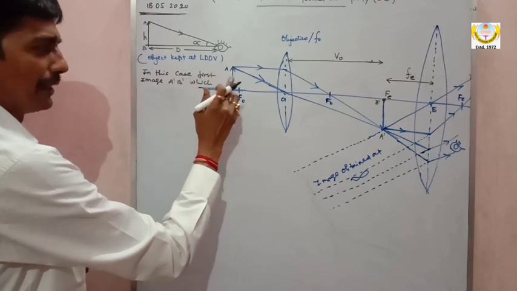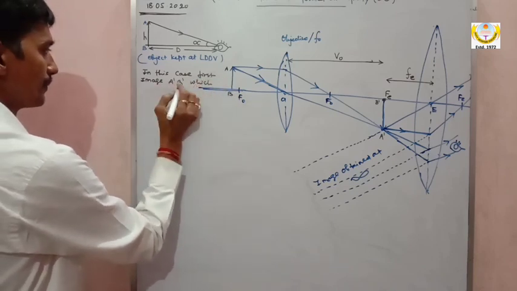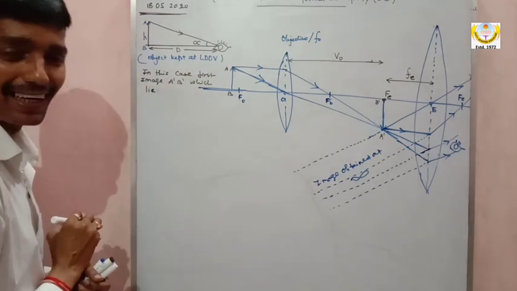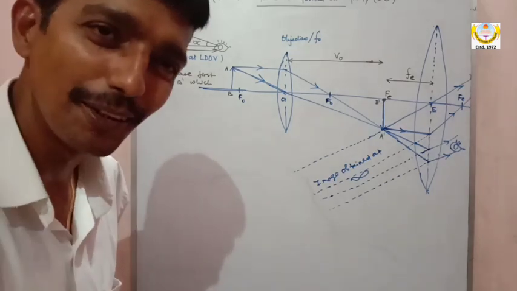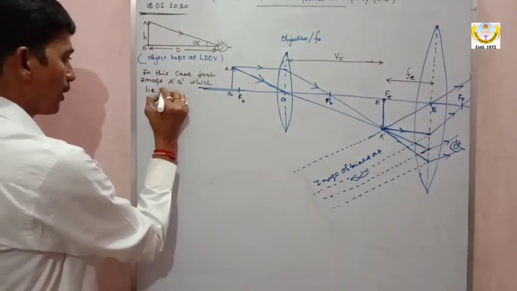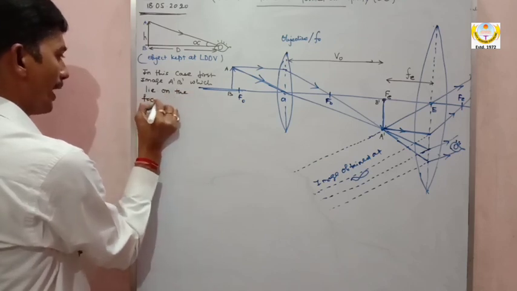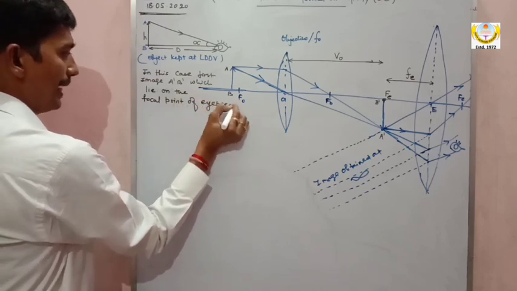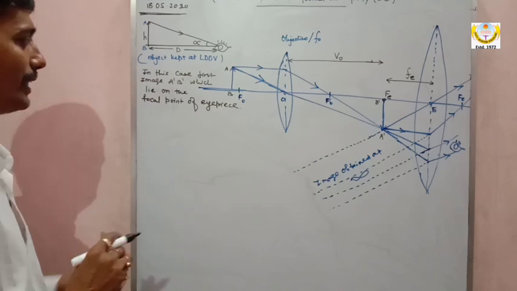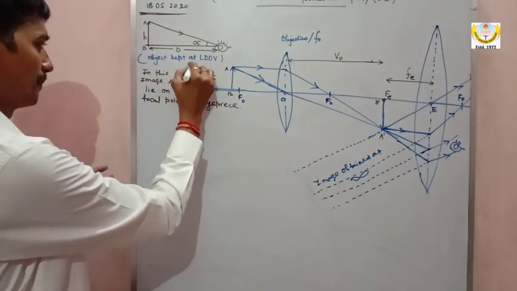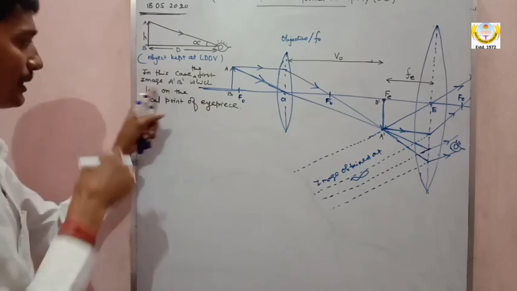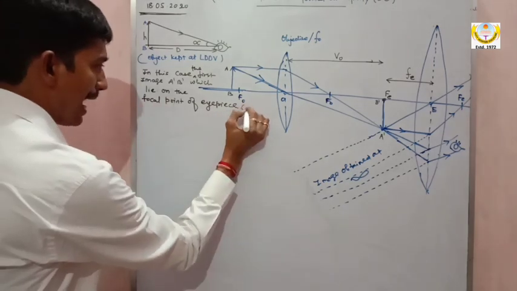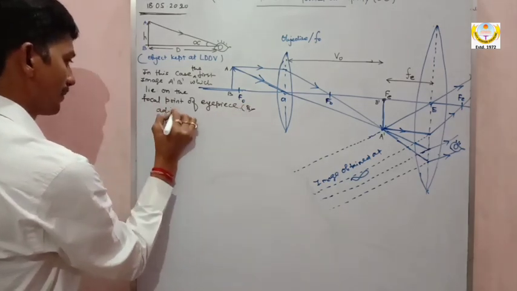The first image A dash B dash which lie, I can also write it as a shortcut, which lie on the focal point of eyepiece. In this case, the first image A dash B dash which lie on the focal point of eyepiece. How did I do this work? By adjusting eyepiece.